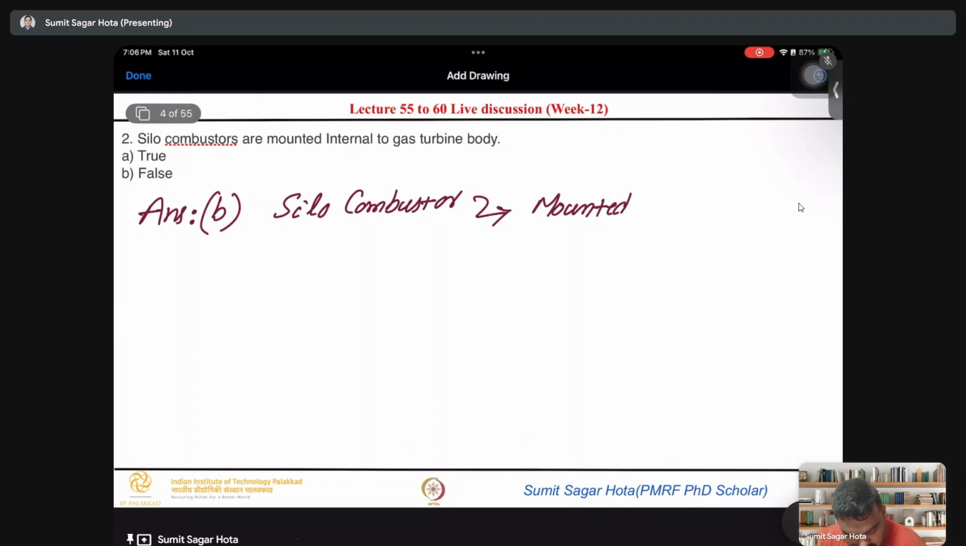Mounted external to the gas turbine body.